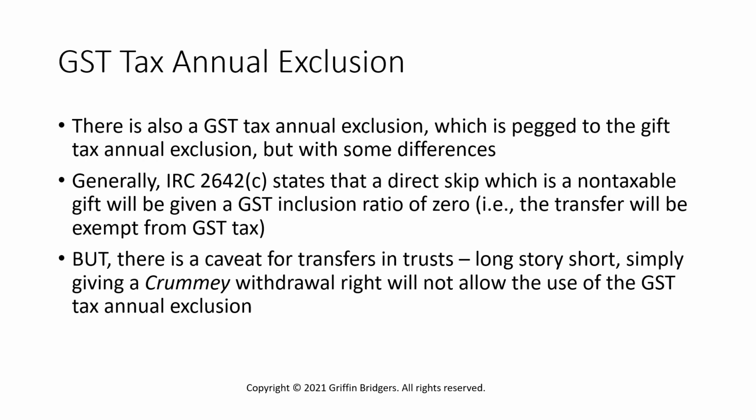transfers every year. Now, there's also a GST tax annual exclusion, which isn't an annual exclusion per se. It's more set forth in Code Section 2642, which states that a direct skip, which is a non-taxable gift, will generally be given a GST inclusion ratio of 0. In other words, that transfer, if it's not a taxable gift, will also be exempt from the GST tax by virtue of that 0 inclusion ratio. But there is a caveat that says transfers in trusts don't automatically meet that rule. So simply giving a Crummey withdrawal right will not allow the use of the GST tax annual exclusion.